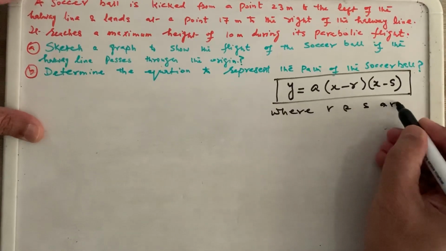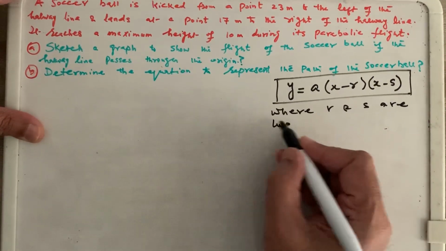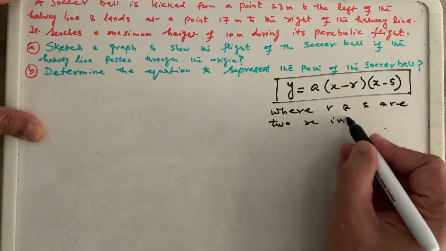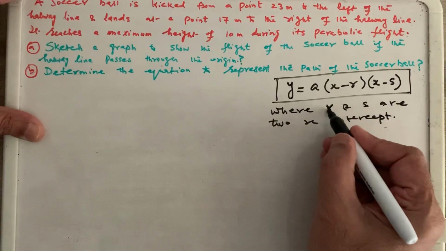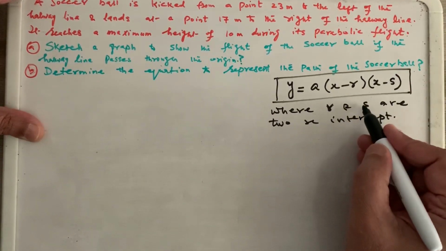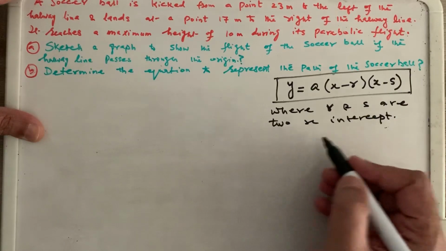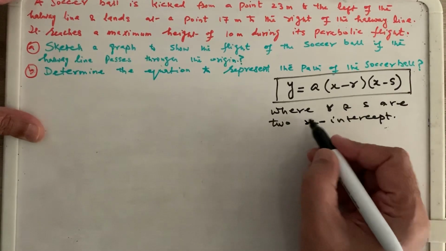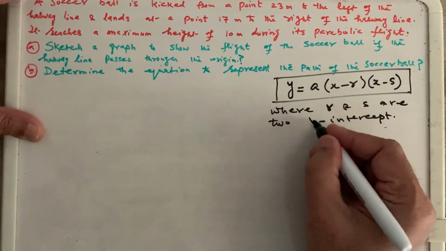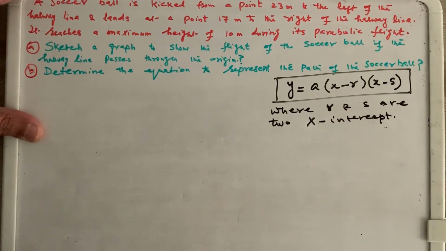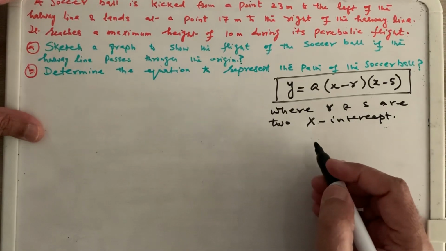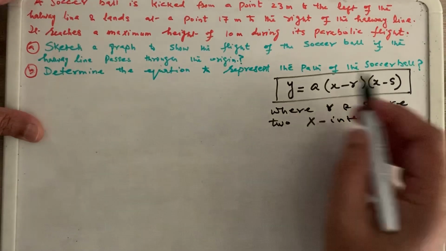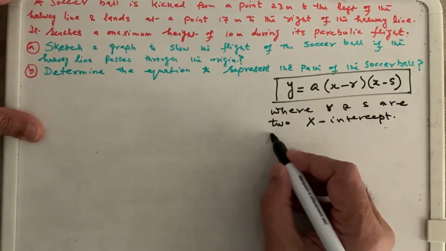Where r and s are two x-intercepts. So if we remember, this is our understanding: this is my equation where r and s are two x-intercepts, right? I will make x bigger so that you can read it. And another thing which I would like to revise before we go into the question, so everybody knows this formula, is the axis of symmetry.